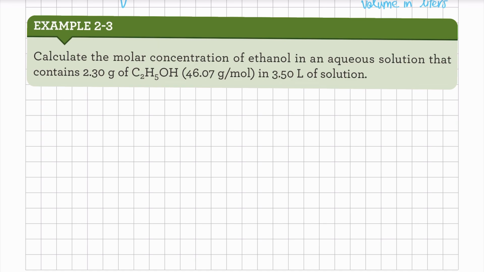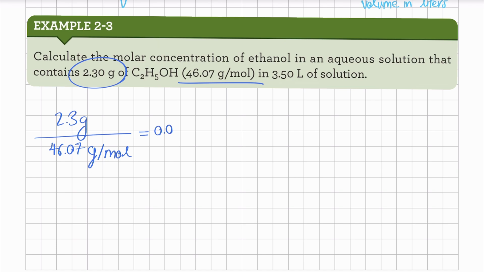To calculate the moles of ethanol, we need to divide the grams of ethanol by 46.07 grams per mole, which is the molar mass. So, 2.3 grams of ethanol divided by 46.07 grams per mole. The answer is going to be 0.04992 moles of C2H5OH.